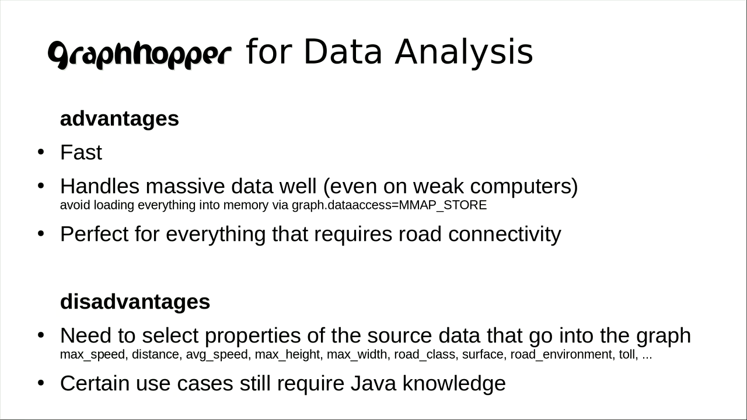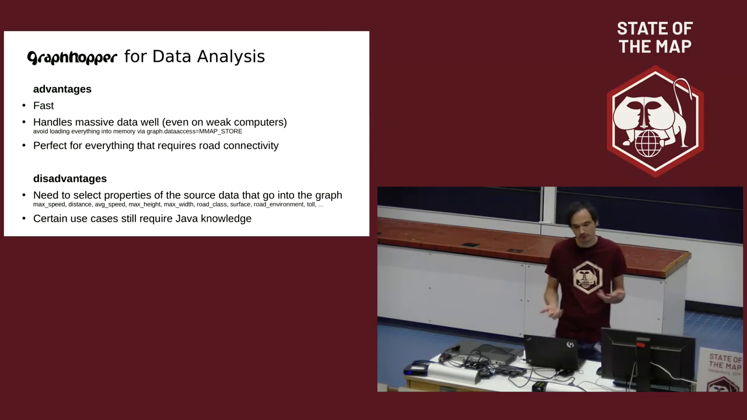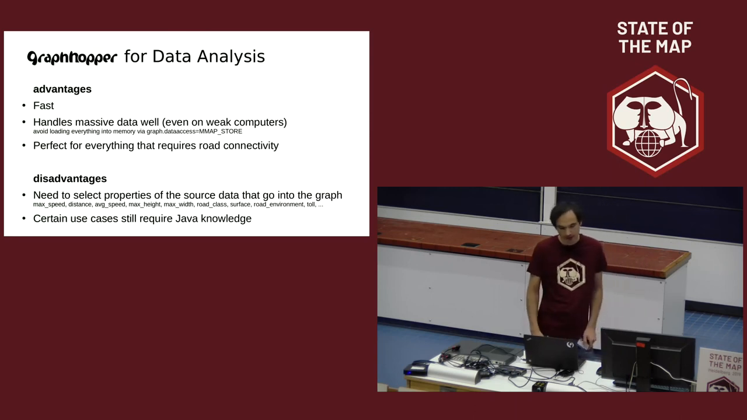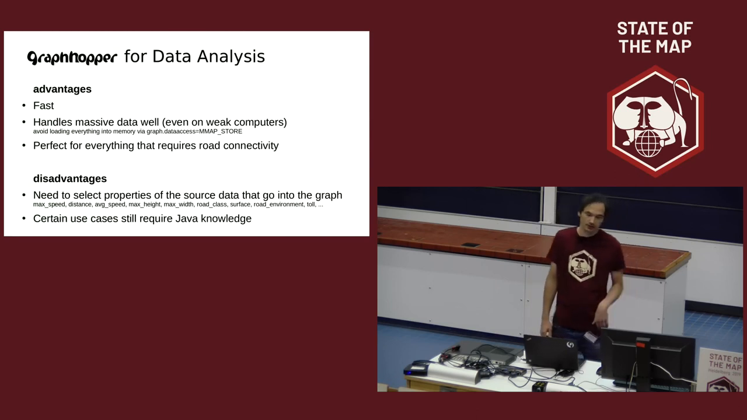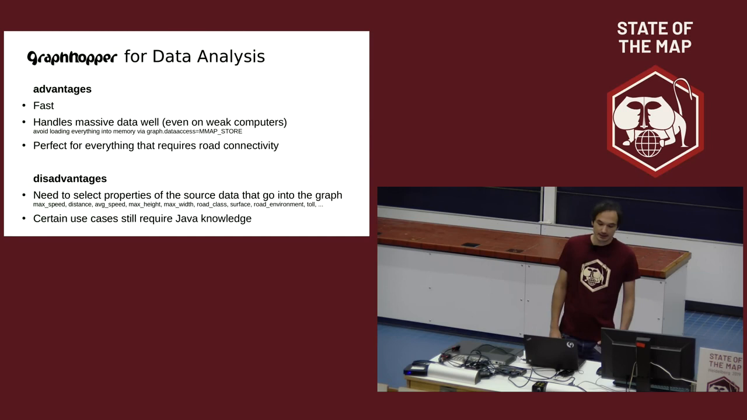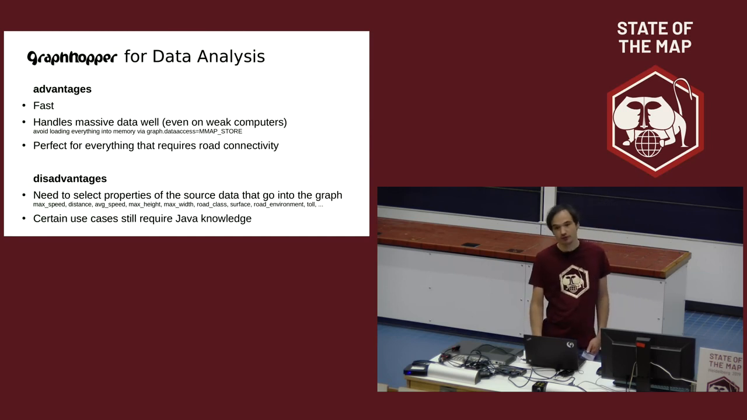The disadvantages at the moment are that you have to specify certain attributes before you get started, so that GraphHopper can put them in the graph from the data source, like PBF. And a second disadvantage is that you still need Java knowledge for certain use cases. Hopefully we will improve that.